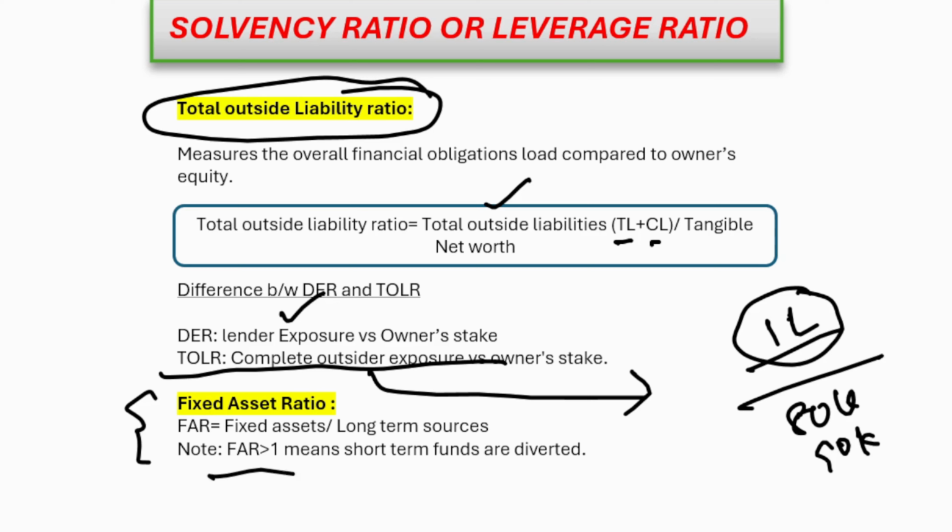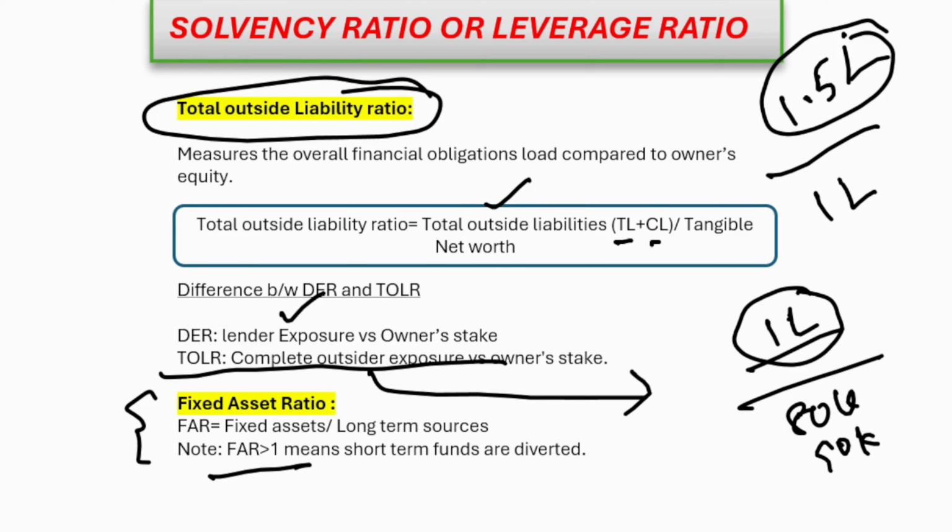If the fixed asset ratio is greater than 1, it means you have taken 1 lakh rupees and you are creating 1.5 lakhs of fixed assets. What does this mean? You are diverting short-term funds here. If you use 1 lakh rupees, you can only create 1 lakh rupees of fixed assets. More than that you can't create. But you are creating 1.5 lakhs. It means short-term loans. Short term is what? Current liabilities. You are diverting current liabilities into fixed assets.